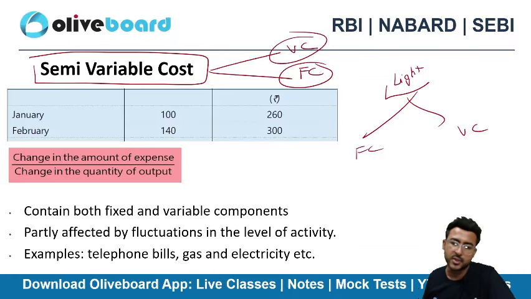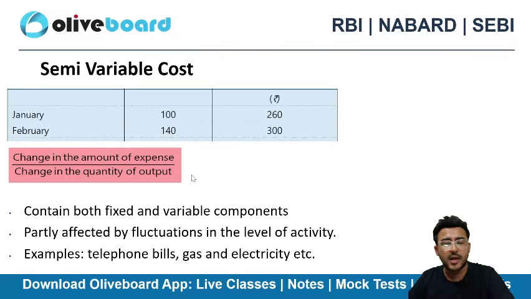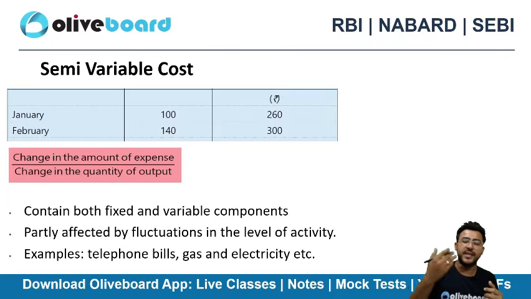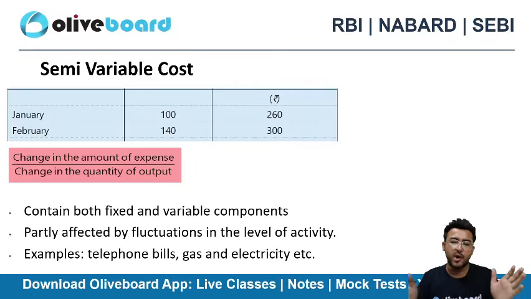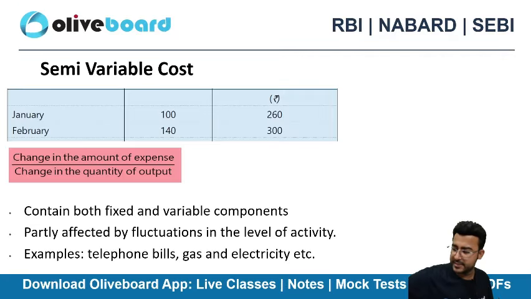That's why we are learning the concept of semi-variable cost. Why? Because we need to ascertain how much is fixed cost in it and how much is variable cost in it. That's why we study semi-variable cost.